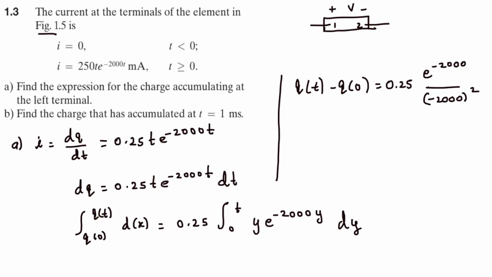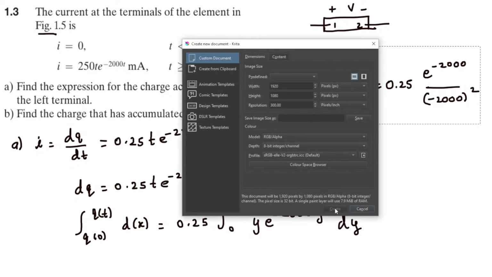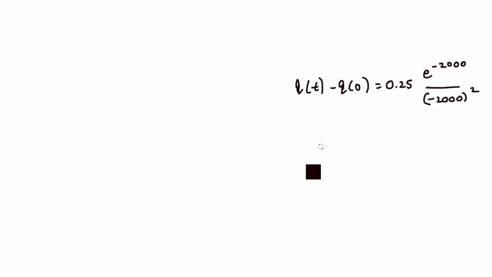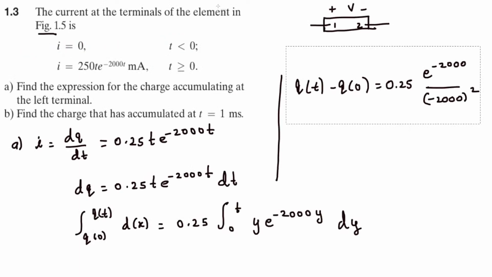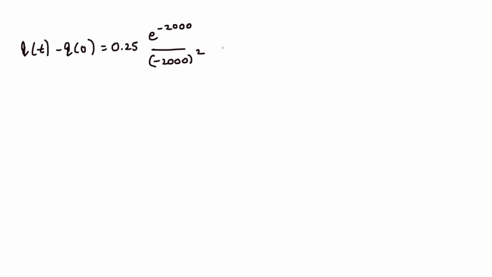I'm not having enough space here, so I'm going to continue on the next page. Maybe I'll copy and paste this one. Okay, let's bring it over here. Okay, let's continue. So we will have e^(-2000y) over (-2000) squared, and then also a multiplication, which is (-2000y minus 1), and it goes from 0 to t.